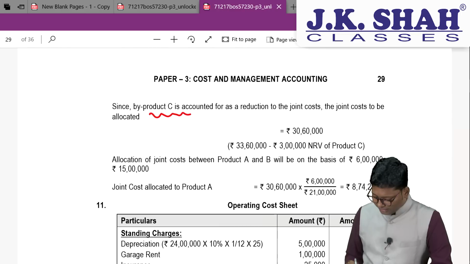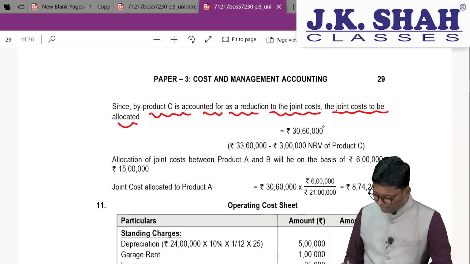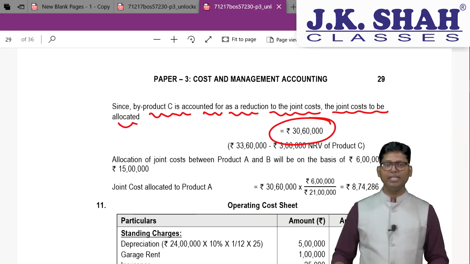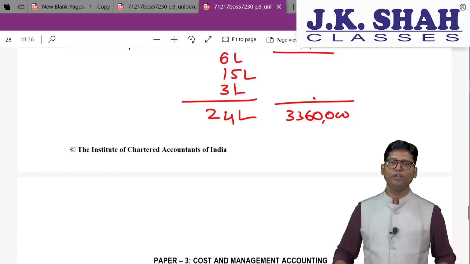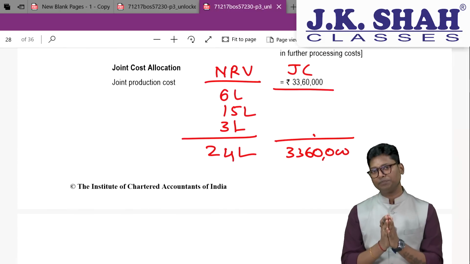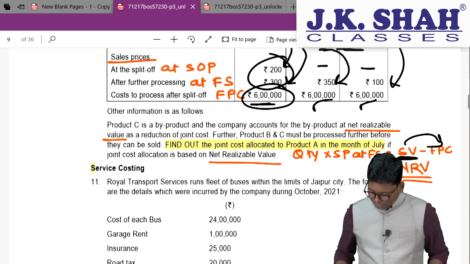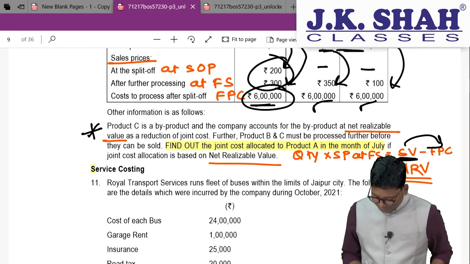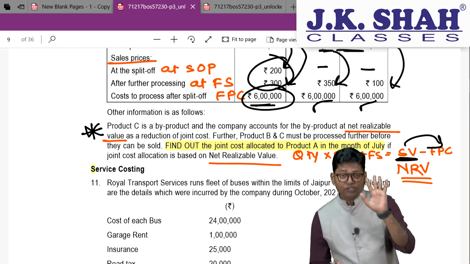Since byproduct C is accounted for as a reduction in the joint cost, the joint cost to be allocated is 30,60,000. Sir, how has 30,60,000 been computed? My total joint cost is 33,60,000. Now try and understand this calculation. This last point of the question matters a lot. It is specifically mentioned in the last paragraph. This paragraph is going to change your solution.